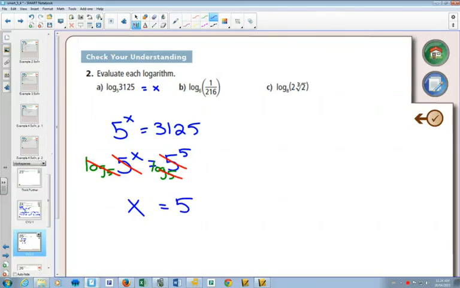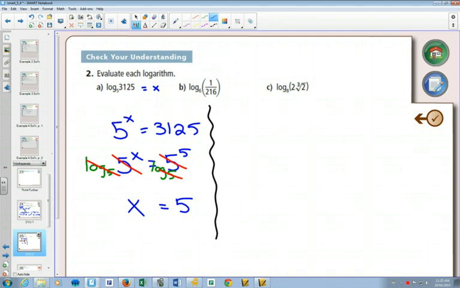But most people at this stage just say, well, it's so easy to see by observation that 5 to the x equals 5 to the 5, that x has to equal 5. So we never practice this step. We just say x is 5.